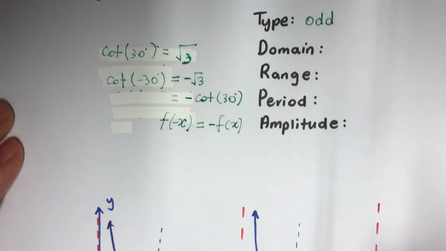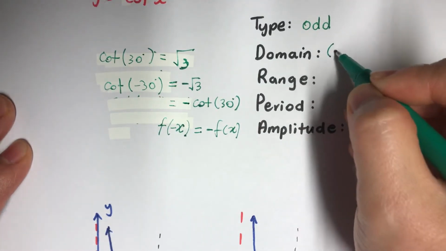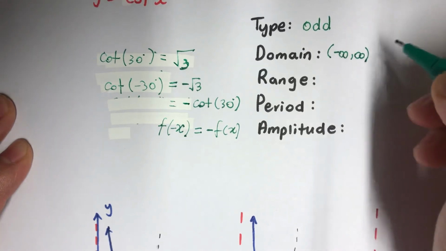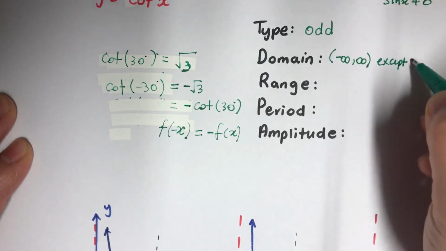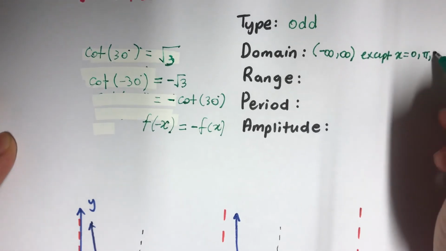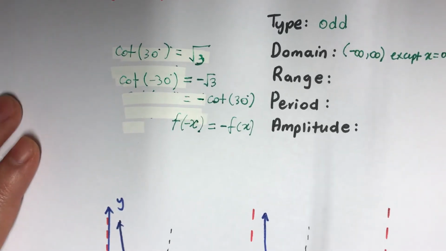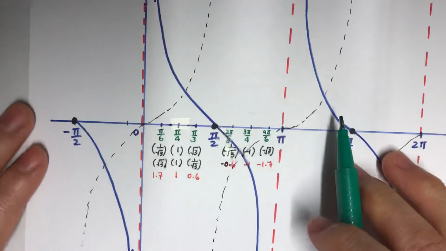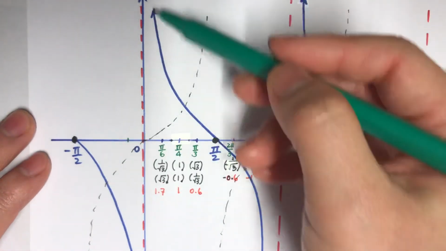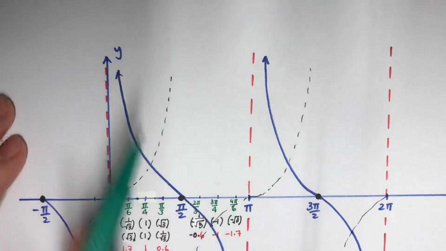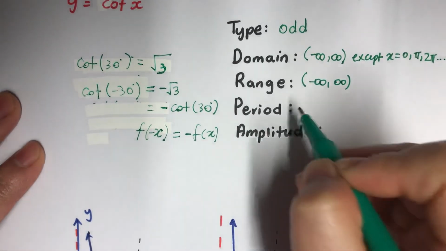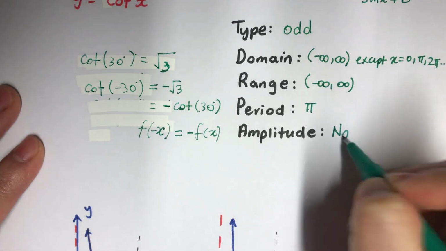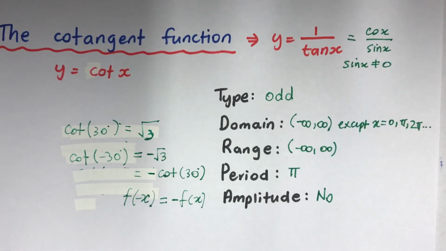So let's have a look at the domain. Everything will be okay except for the asymptotes part. Asymptotes happen because it's a fraction; anything with a fraction, it'll happen. So x cannot equal 0, pi, 2 pi, and so on. And then the range: we don't have to think about the middle part or anything because it goes all the way to infinity and negative infinity, just like the tan function. So I'm just going to go like that. The period we talk about as pi. Amplitude, no. Okay, so that's our cotangent, which is y equals cot x.